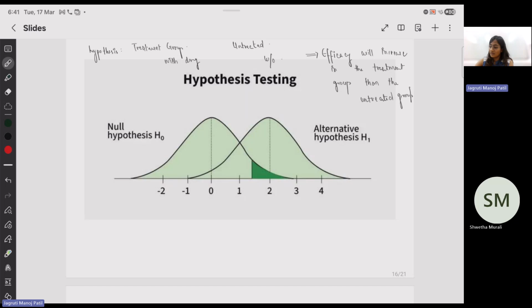Okay, so in this case, my null hypothesis would be that efficacy won't increase in the treatment group, whereas my alternative hypothesis would be the question that I'm looking at, that the efficacy would improve in the treatment group. Okay, how people represent this: your null hypothesis is always H naught, and the alternative hypothesis is always HA. So that's how you represent both of them.